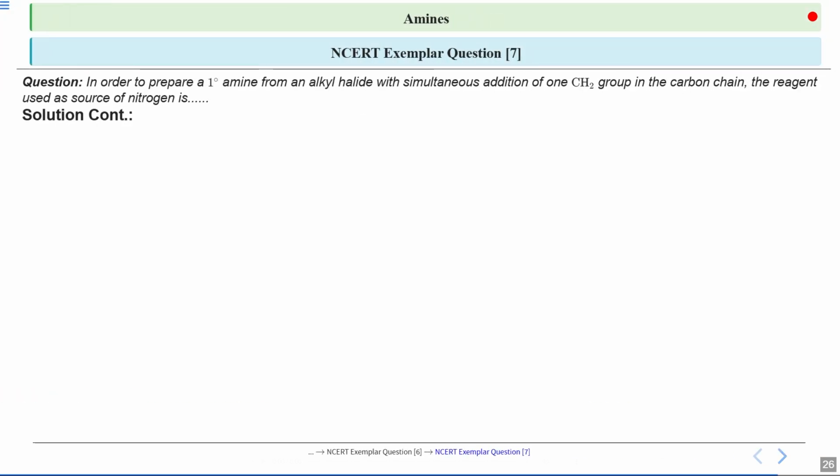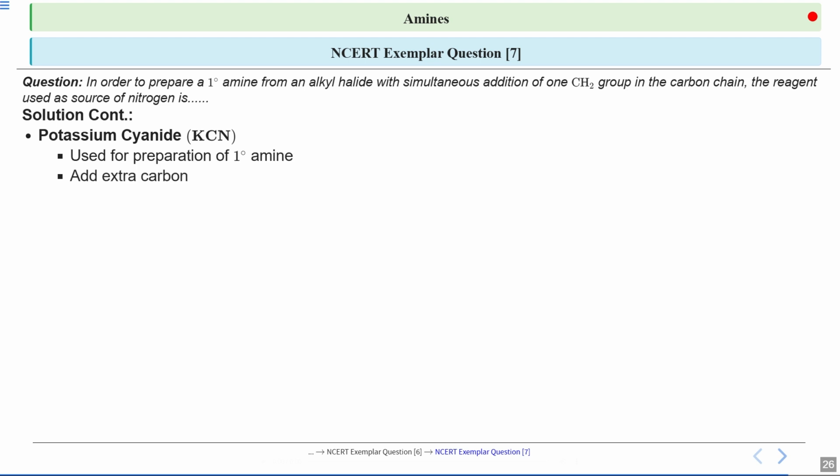Now, if we further move on, we will see the reaction with potassium cyanide, which is KCN. So this is used to prepare primary amines, and this adds an extra carbon. Okay. So it introduces a cyano group which upon hydrolysis and reduction gives the desired primary amine with an extra carbon. So if you'll see, you will react alkyl halide with KCN, it will form RCN.